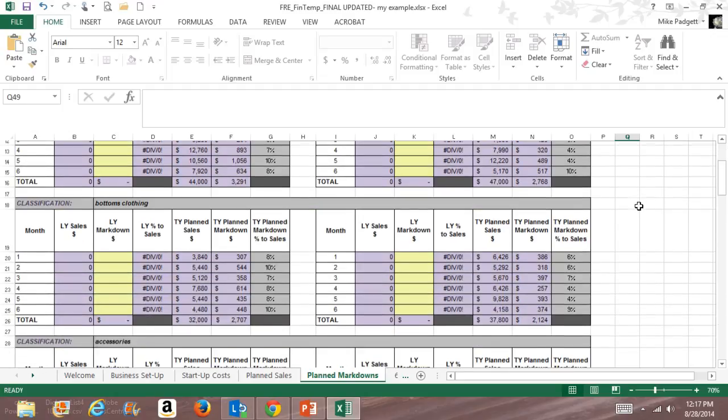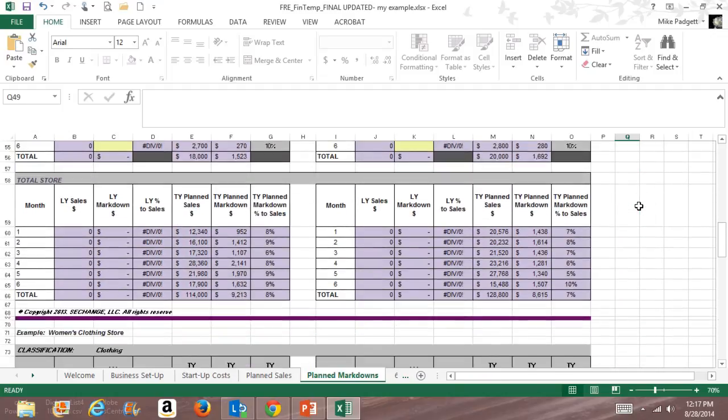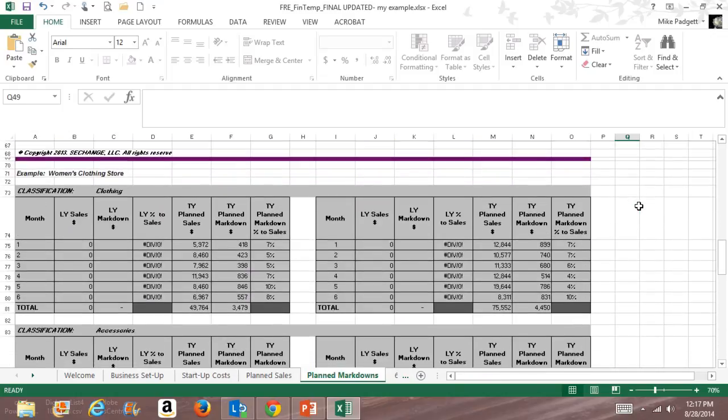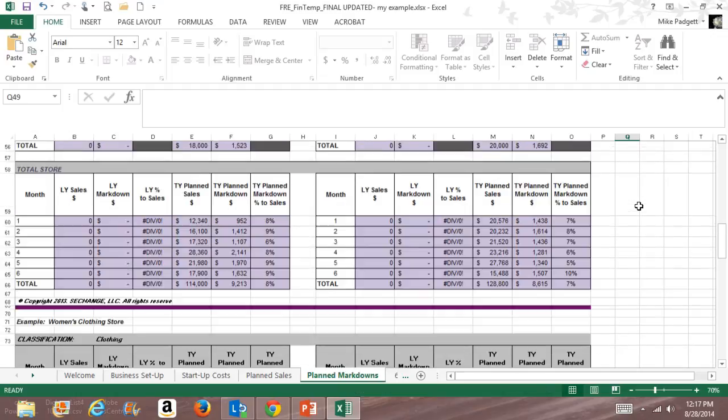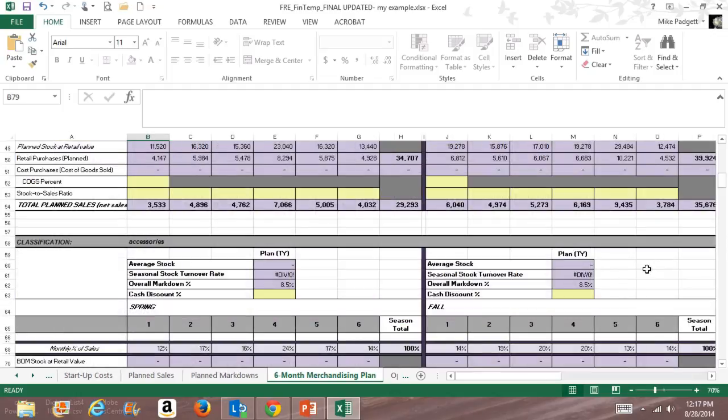Because they can't be an equal number of each, what I did is I went down to the example down here and I just used their percentages once again. That gives you your planned markdowns for everything, because you've already come up with your planned sales in the last one. When you put in these percentages, it'll give you your planned markdowns. And once you've completed that, we'll move to the 6-month merchandising plan.